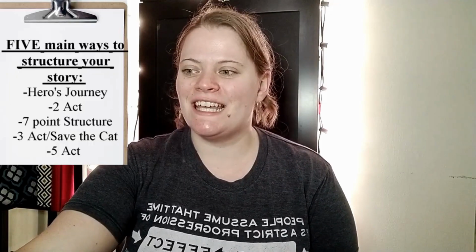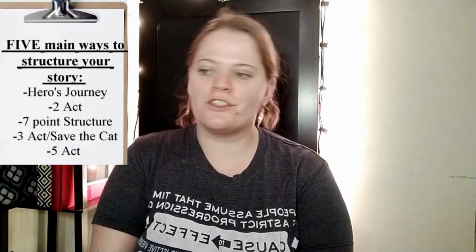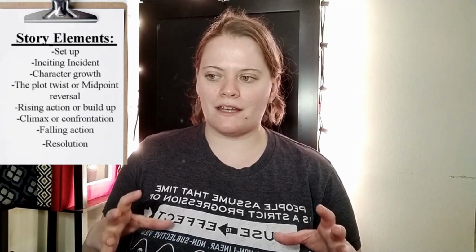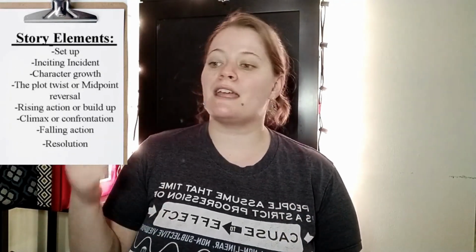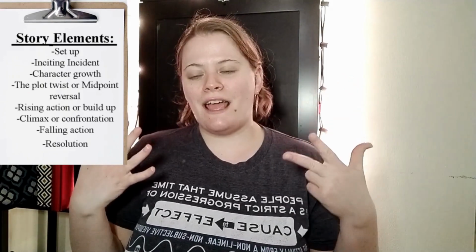So quickly, let's just put it all together. There are generally 4 main ways to structure your story. Sometimes they have different names, but it's all essentially the same. So you have 2-act structure like Hamilton or most sitcoms, 7-point structure like Harry Potter, 3-act structure, most common in Hollywood, uses Save the Cat, and 5-act structure, which is the most common in Shakespeare and also in mystery. Each structure includes these different things. You have the setup, the inciting incident, the character growth, the plot twist or midpoint reversal, rising action or build-up, the climax or confrontation, falling action, and resolution.